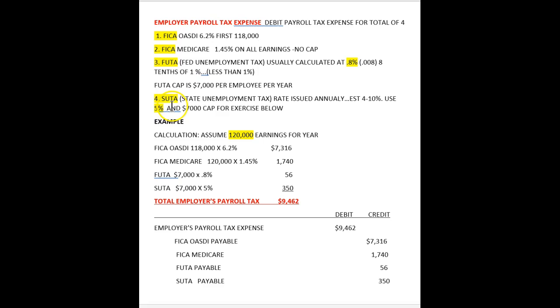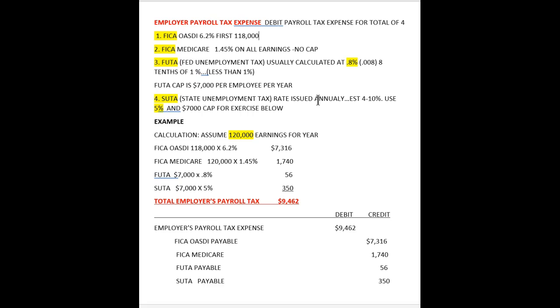The state unemployment tax rate is generally issued annually to companies based on a merit rating system. They will get a higher rate if they have a higher layoff experience, and a lower rate if they are solid and don't lay off people very often. So it's like your auto insurance. The more accidents you get in, the higher your rate goes. They call that merit rating, and the same applies to the unemployment tax here in Massachusetts.